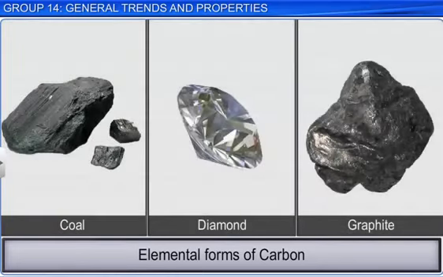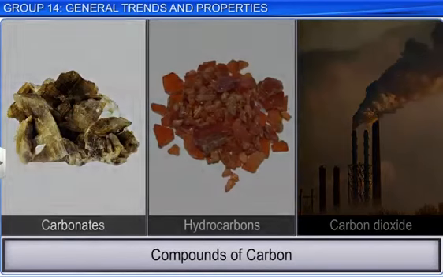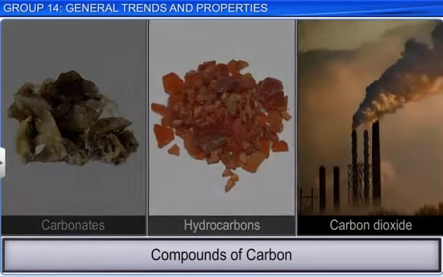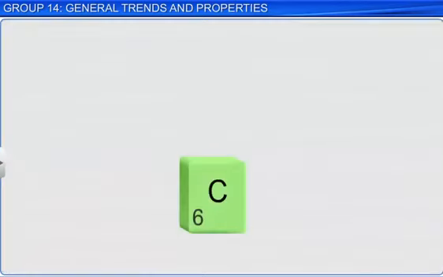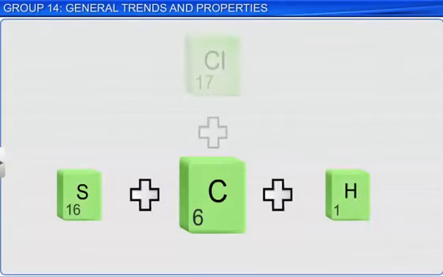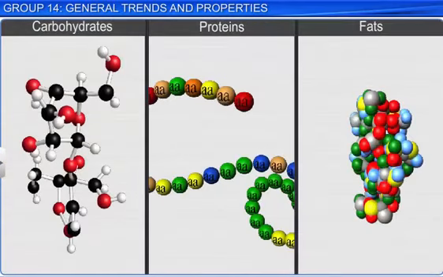It is found in a range of compounds in nature, including carbonates, hydrocarbons, and carbon dioxide. Since carbon can combine with sulfur, hydrogen, and chlorine, it forms a wide range of compounds that are used for everything, from medicines to plastics. Carbon is essential for a number of biologically important substances as well.